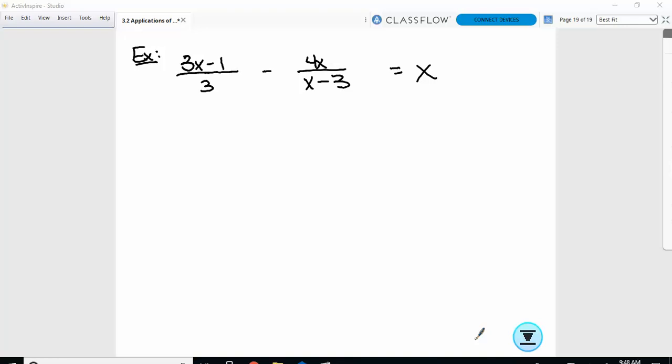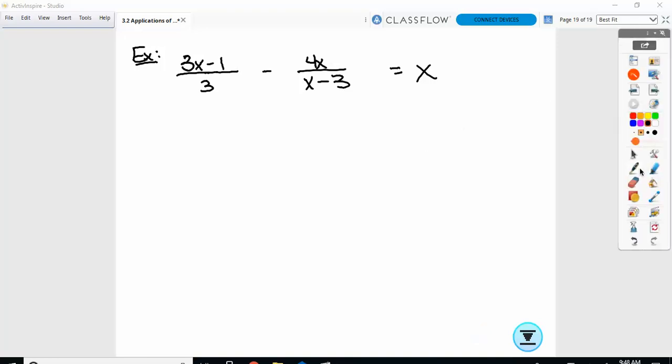When we start with an equation, so if it has an equal sign, we can multiply by anything we want. So our goal is to just get rid of the fraction.